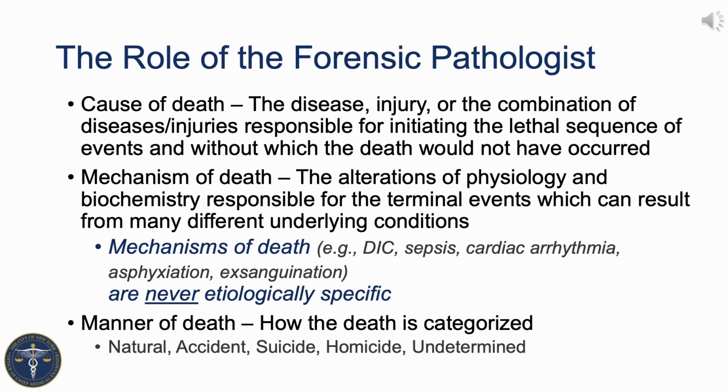The cause of death should not be confused for the mechanism of death. The mechanism of death is the alterations in physiology and biochemistry that's responsible for the terminal events, and these can result from many different underlying conditions. So mechanisms of death would include sepsis, a cardiac arrhythmia, and asphyxiation, and these mechanisms are never etiologically specific. The manner of death is how we categorize the death, and manners of death include natural, accidental, suicide, homicide, or undetermined.